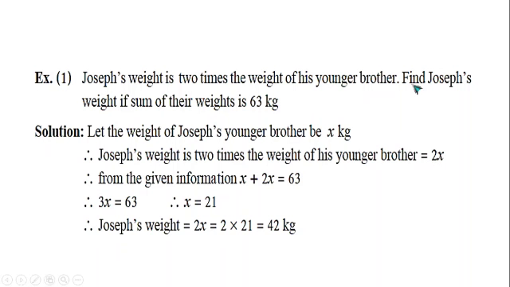Next, it says, find Joseph's weight if the sum of their weights is 63 kg. Sum of their weights means x plus 2x. Is means equal to 63. In this way, my equation becomes x plus 2x is equal to 63. On further solving, I have 3x equal to 63. Therefore, x is equal to 21. Therefore, Joseph's weight will be 2x, which is 2 into 21, that is equal to 42 kg.